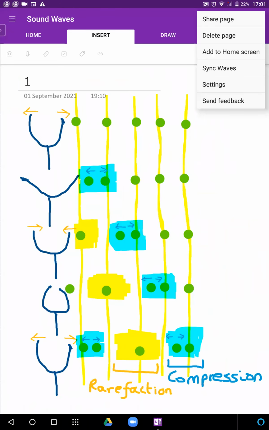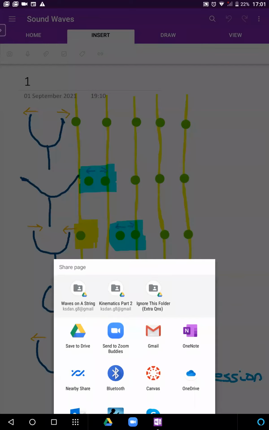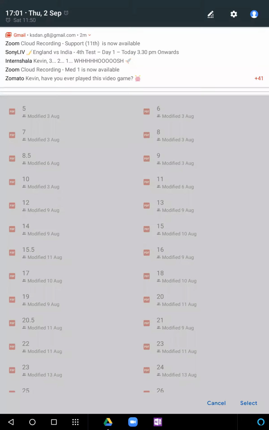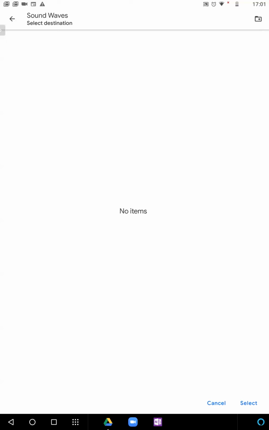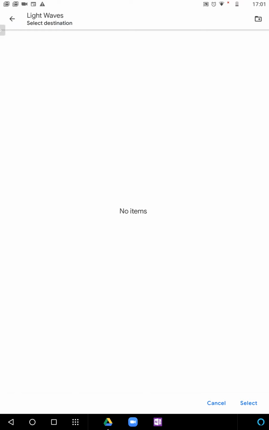Obviously, these are in the next folder. In the folder named Sound Waves, you find all these notes and the recording. Yeah. Can bring these 2 folders out.